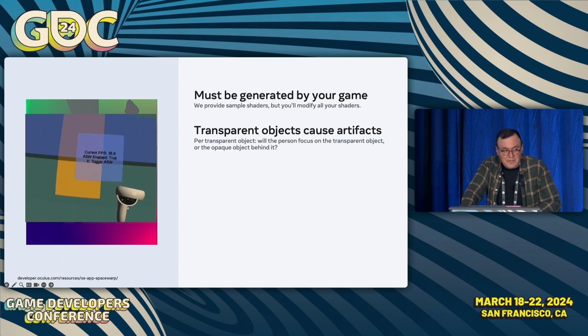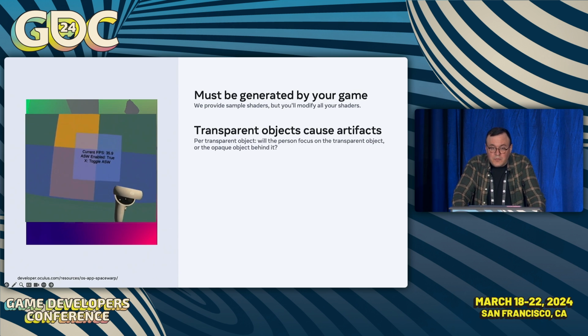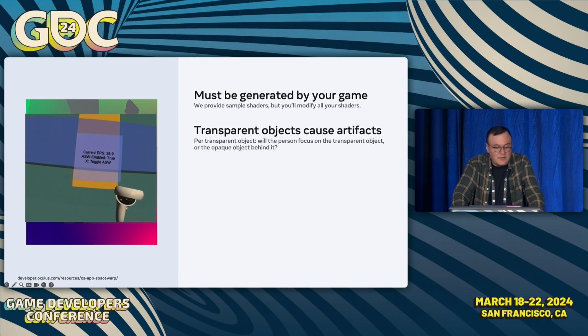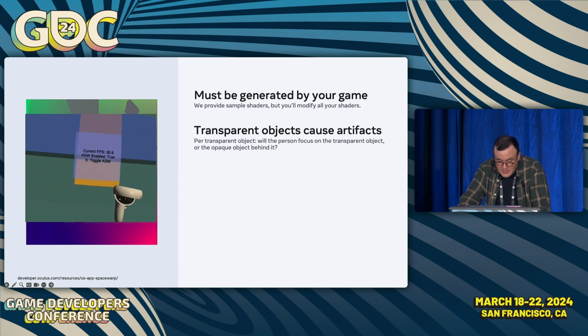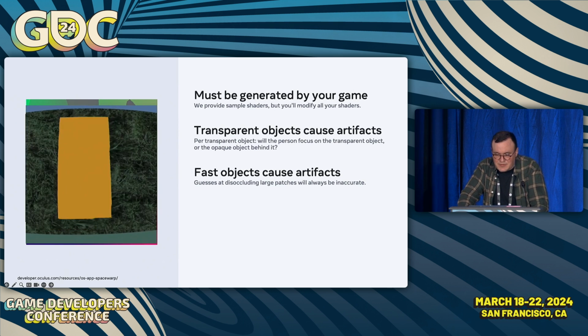So really what I'd recommend is if you think you're going to use App SpaceWarp in your game, try removing transparency from your render pipeline as much as possible, because it's always going to be a cursed problem. Third, fast motion causes artifacts. This is just a fact of life.